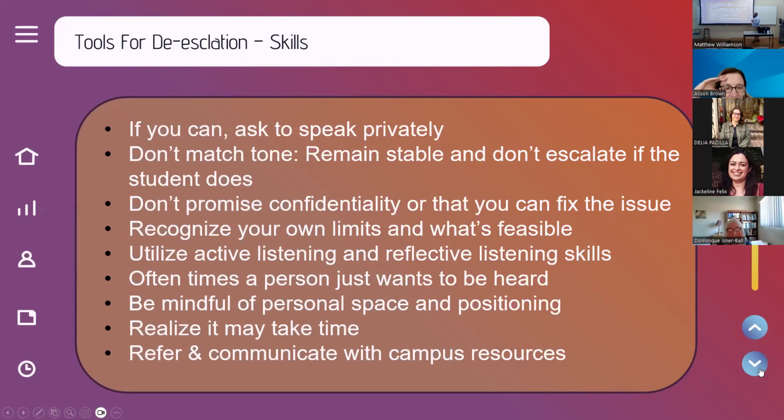And then lastly, refer and communicate. You don't have to do any of this alone. I think that's the main point I want to drive home here. We exist as a team to make sure that you have a resource and tools in your toolbox, so you don't have to deal with these situations all on your own. Anything for my colleagues before we move on? All right, thank you.